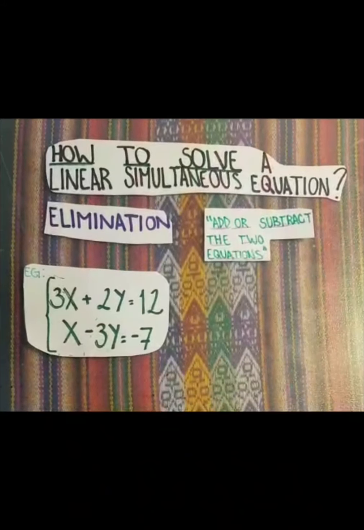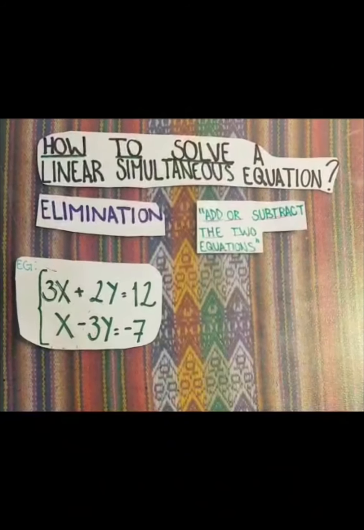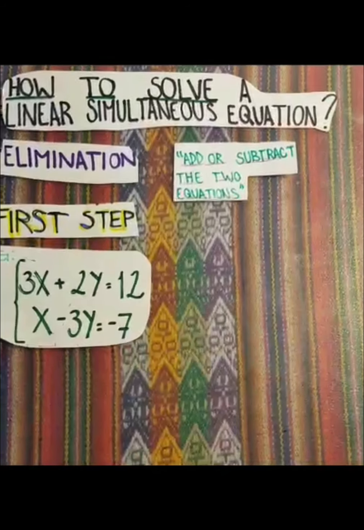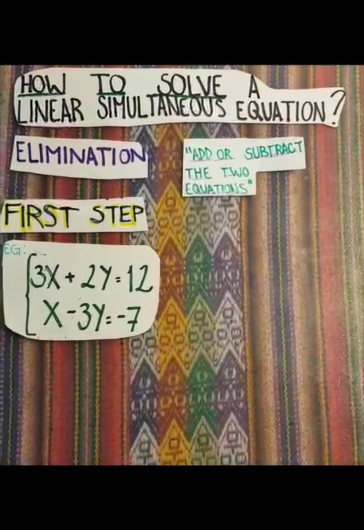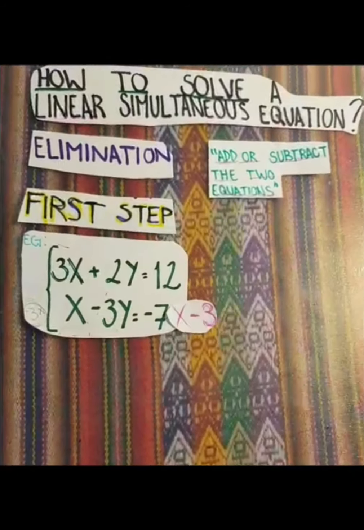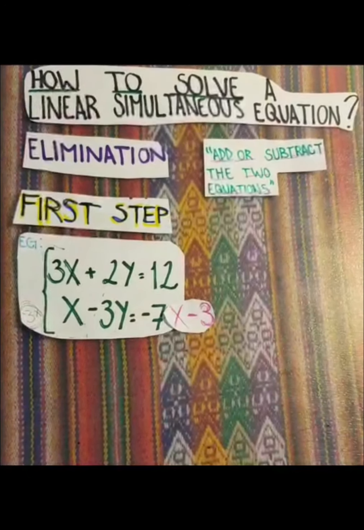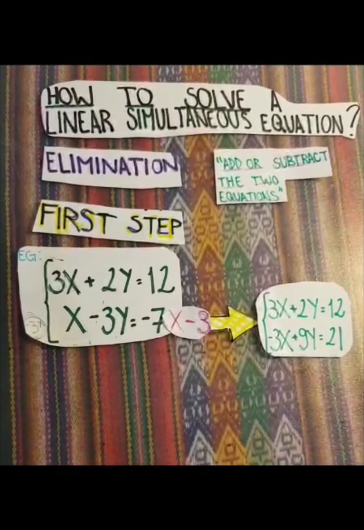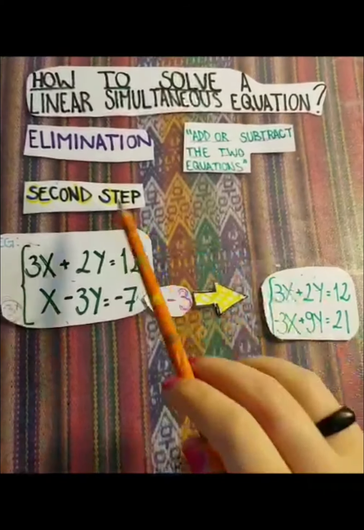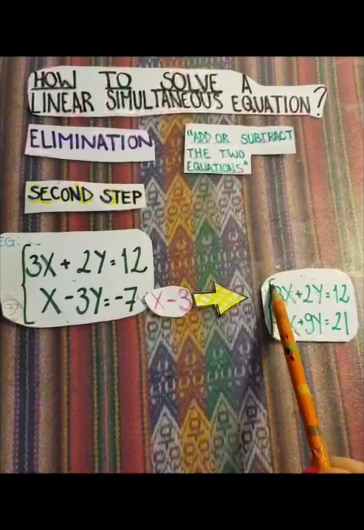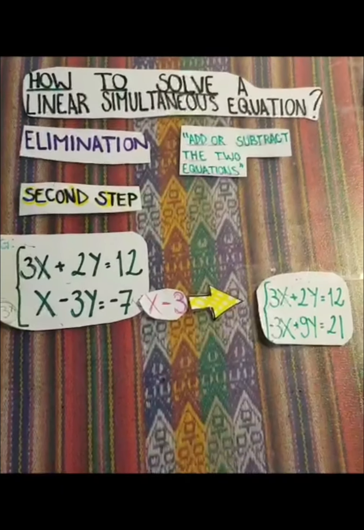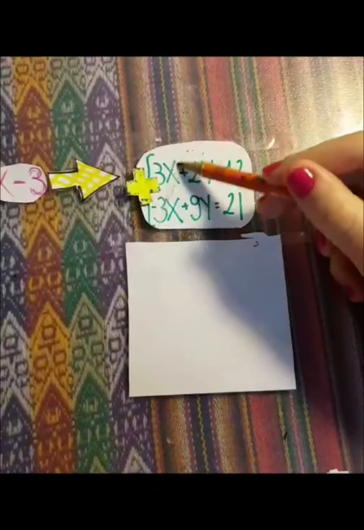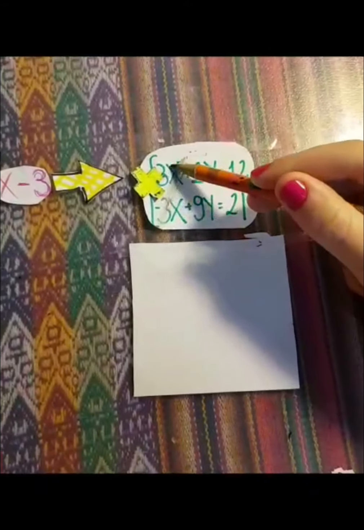Now we're going to learn the elimination method, the one where you add or subtract the two equations. In the first step, you need to multiply the bottom equation by minus 3, so you can isolate the value of x. The system will be like this. In the second step, we add the two equations found in the system so we can eliminate the x values. Having eliminated the x values, we can find the value of y, which equals 3.